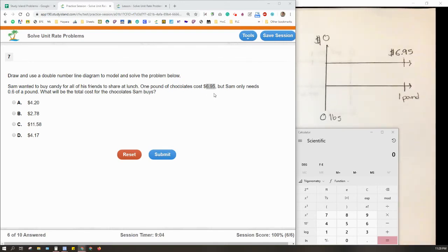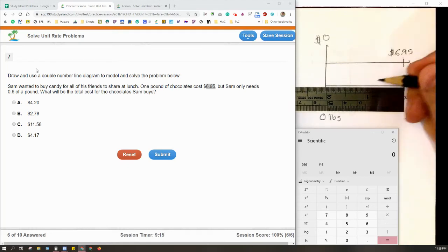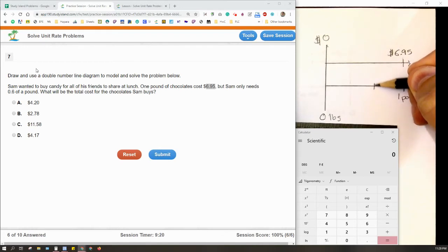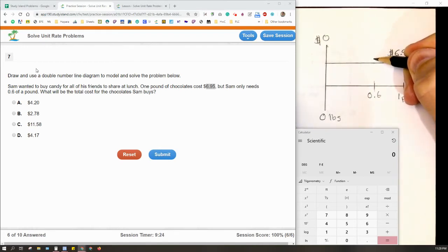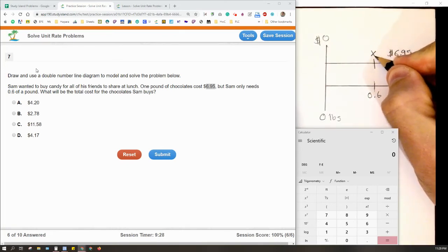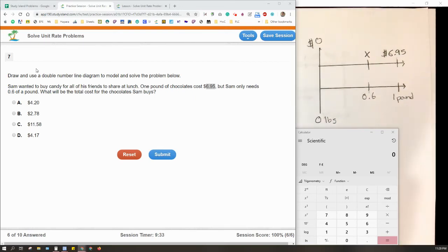Now, in this problem, Sam doesn't want a whole pound. He wants 0.6 of a pound. That's 6/10 of a pound. So where would 6/10 of a pound be? A little bit more than halfway. You don't have to be perfect with this. 6/10 of a pound is going to be right around here somewhere. So 0.6. And how much money does that correspond with? That's the question. And I'll go ahead and use an X for that because that's a number we don't know. And we use variables to represent numbers we don't know.